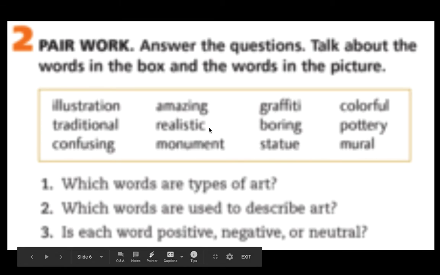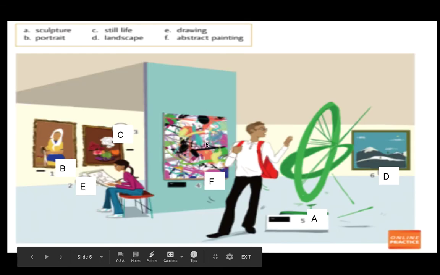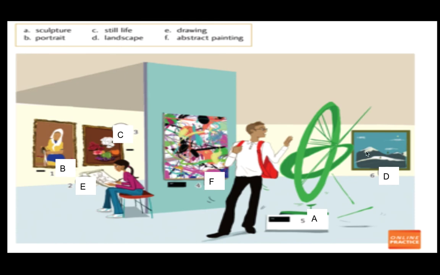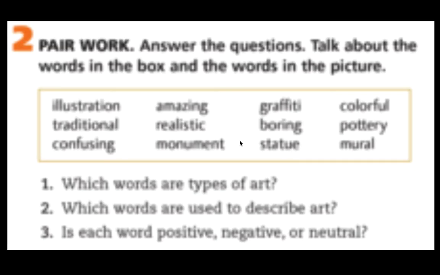Realistic. So this painting is very realistic. It looks real. So this one I think is more positive, maybe neutral. This painting is abstract. It's not realistic. This painting looks like a photograph. The landscape looks like a photograph. It is very realistic.